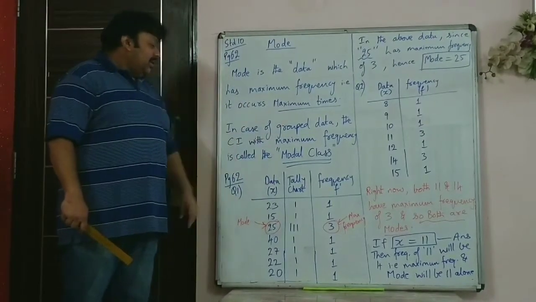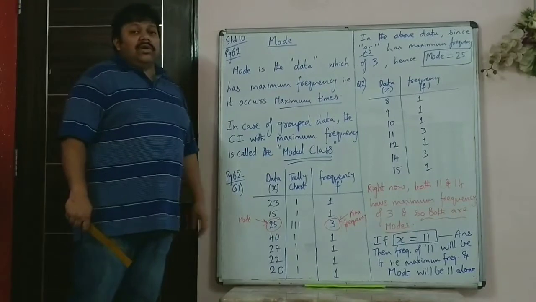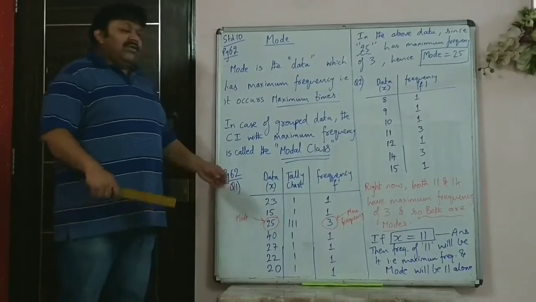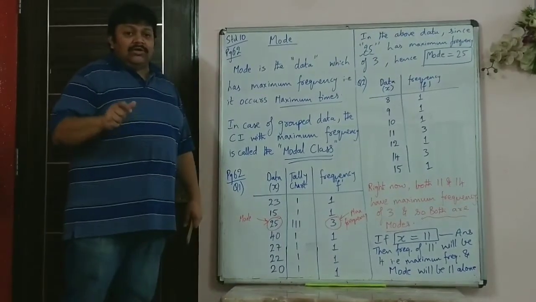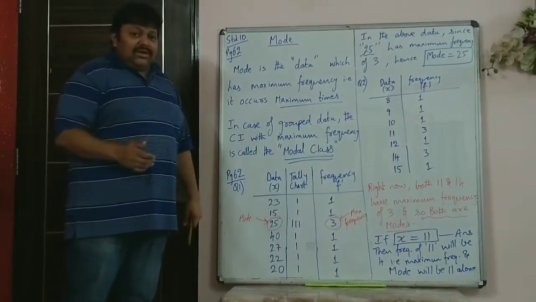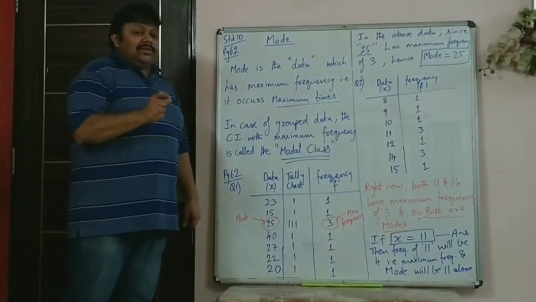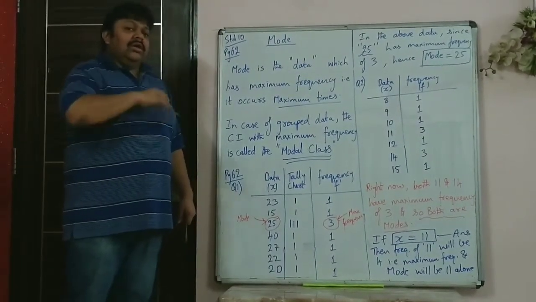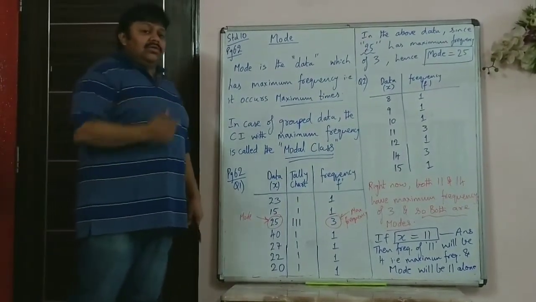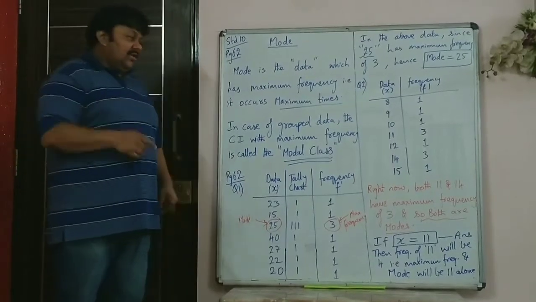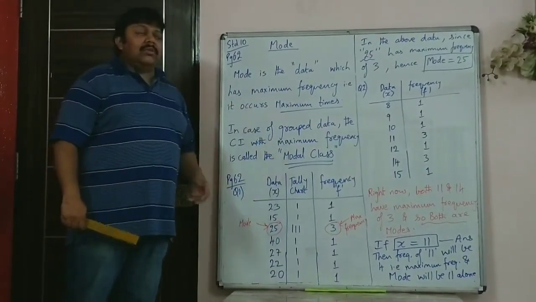In case of group data, the class interval with maximum frequency is called the modal class. So if you're given 0 to 10, 10 to 20, 20 to 30, then whichever class interval has the maximum frequency, that class is called the modal class. And in that modal class you will be finding the mode by using the histogram, that is the graph. So that all we will do, but basically mode is something that occurs the maximum number of times.